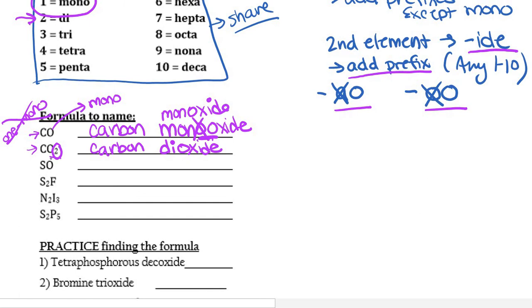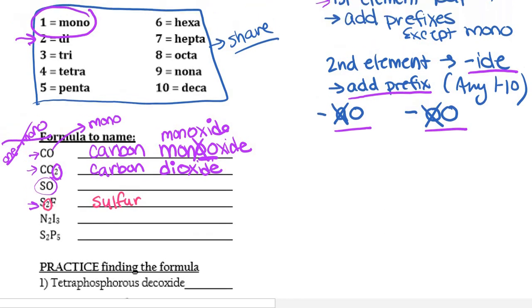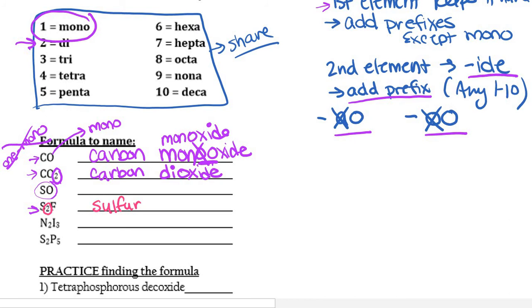So I'll have you guys try S2F, just wanting to do one where we do have a prefix for the first element. The first element, again, keeps its name, which is just sulfur. However, you'll notice this time we have 2 sulfurs. So our first element can take any prefix except for mono. Since it says 2, that is the prefix di, which means we can use disulfur for this answer.